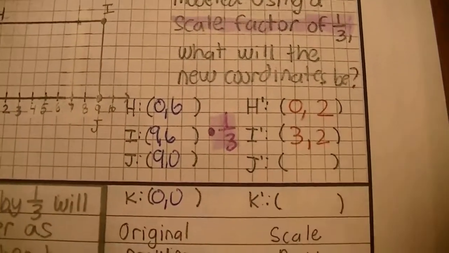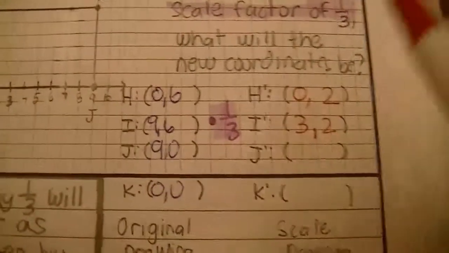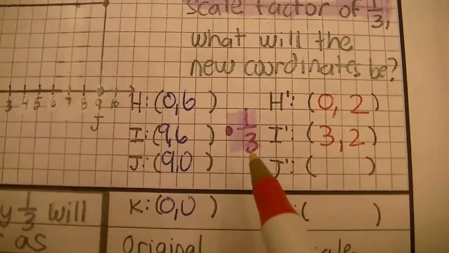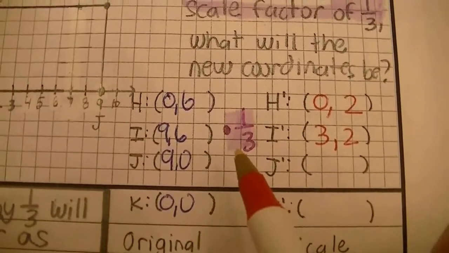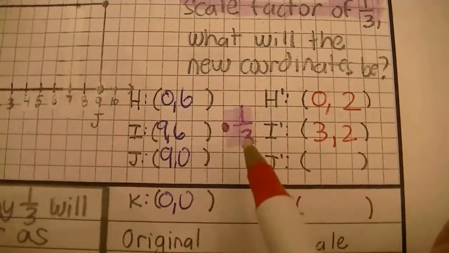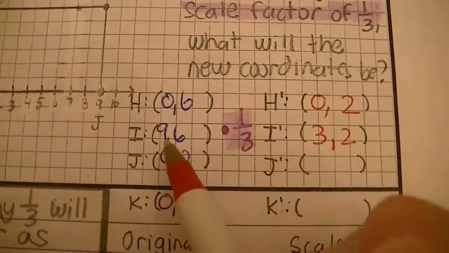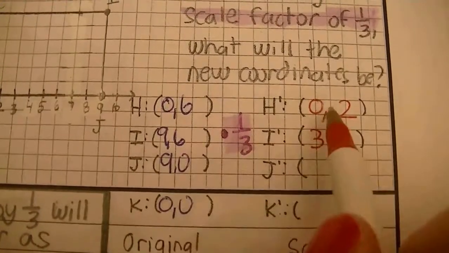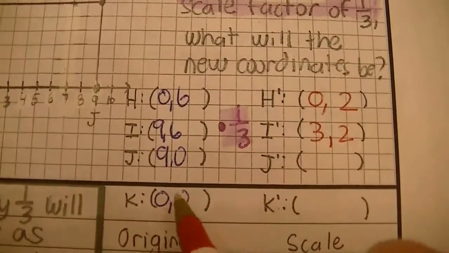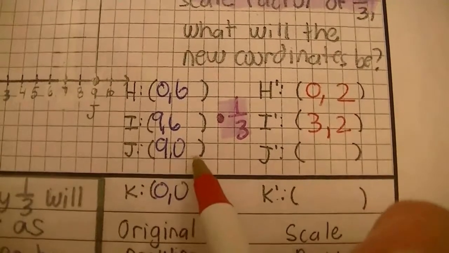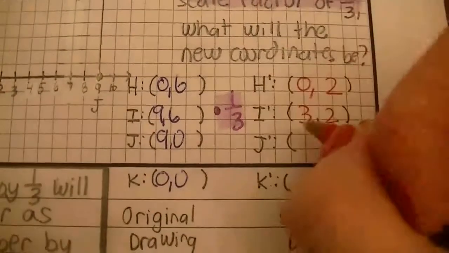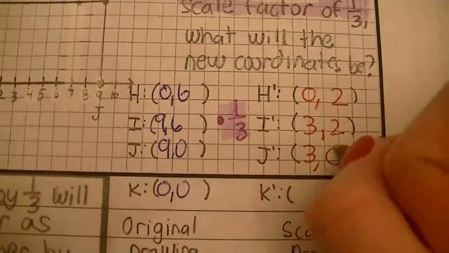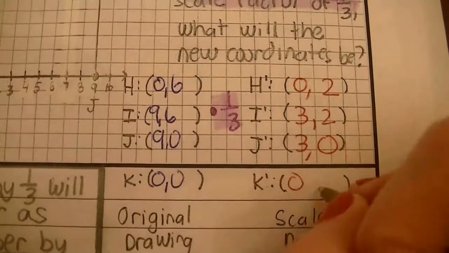And if you're curious about how I'm getting that kind of quickly, it's because multiplying a number by 1/3 is the exact same as dividing that same number by 3. So I'm just basically going, 9 divided by 3 is 3. 6 divided by 3 is 2. 0 divided by 3 is 0. 6 divided by 3 is 2. So this point right here, 9 times 1/3, or you can go 9 divided by 3, which is the same thing, you'll get 3. 0 times a third is 0, and 0 times a third is 0.